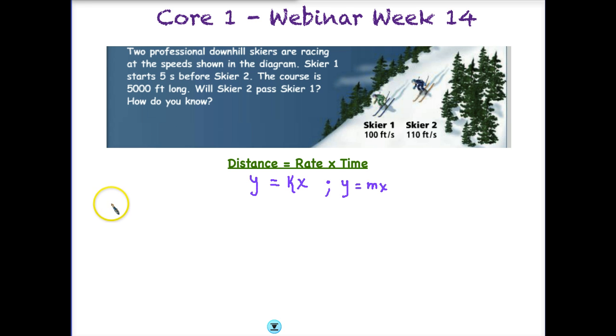So if we look at skier 1, so we'll call this 1 for skier 1, he is going at a rate of 100 feet per second. So if I make my equation for him, distance equals 100 feet per second, right? Distance equals rate times time. We could say that's his equation. And then we could also look at skier number 2, and we're going to ignore the fact that he starts 5 seconds after skier 1, but we could simply, very simply, just say his distance is equal to a rate of 110 feet every second. And we could give these very simple equations like that. Okay, and we could use this to help us try to figure this out.